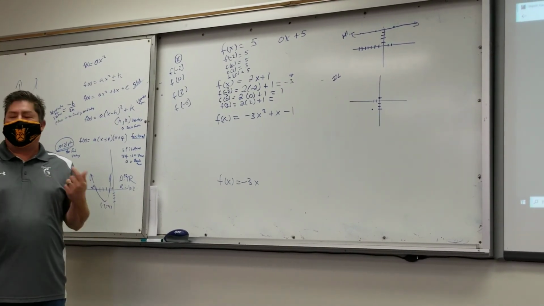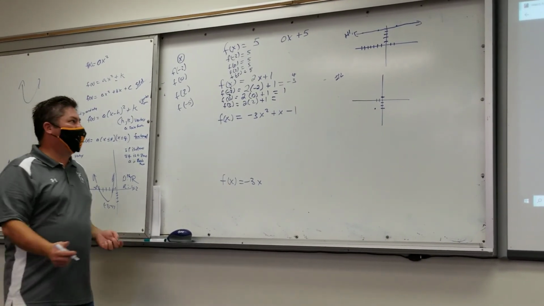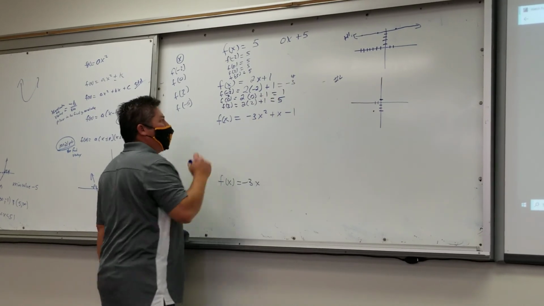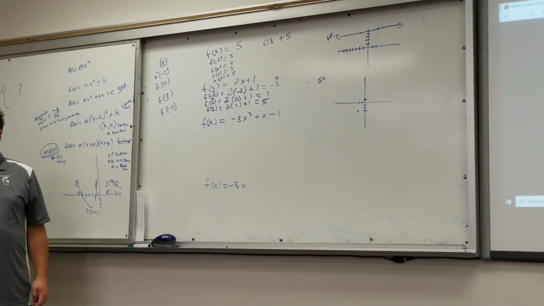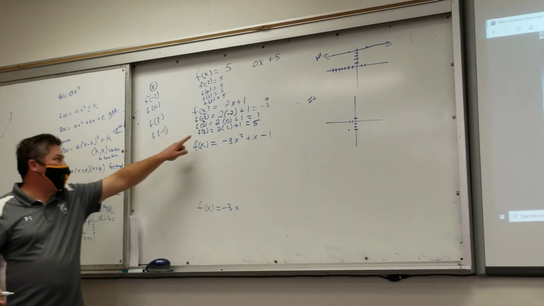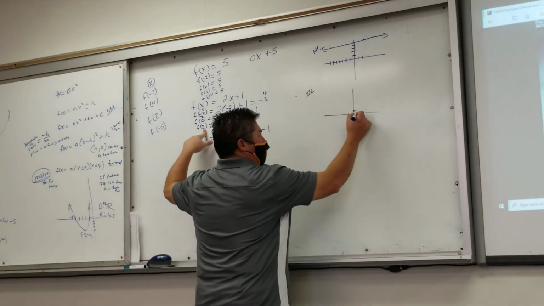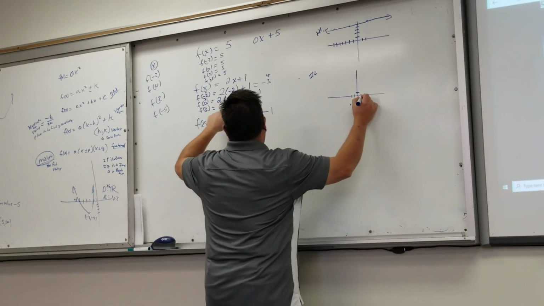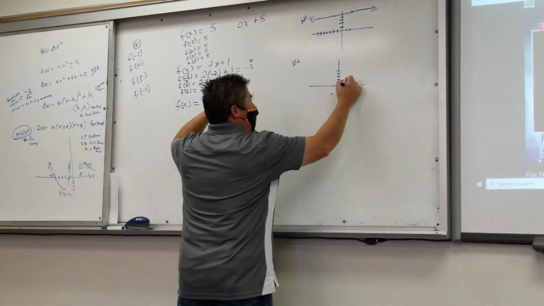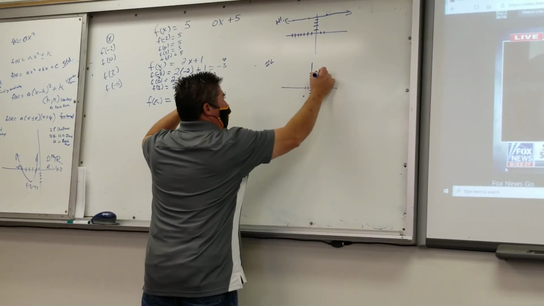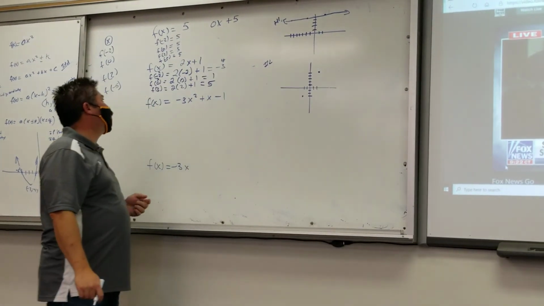What's 2 times 2 plus 1? 5. 5 total, right? What does the 5 represent? The y. What is the x? 2. Okay, it's the number I put in. So I'm going to go to 2, and then I'm going to go up what? 5. 1, 2, 3, 4, 5. Okay? What else?